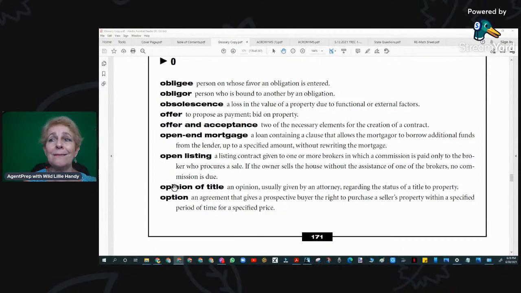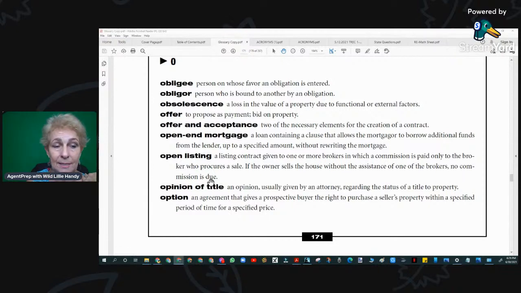Open listing is that a seller can go to a bunch of different realtors and say, hey, I want you to bring me a buyer and I'll pay you a commission. But then they go and do the same with another realtor and another realtor. So they want all the realtors to advertise for them without making a commitment to just one. So it is open. It is not in writing. It is verbal. So a listing contract given to one or more brokers in which a commission is paid only to the broker who procures a sale. If the owner sells the house without assistance of one of the brokers, no commission is due.